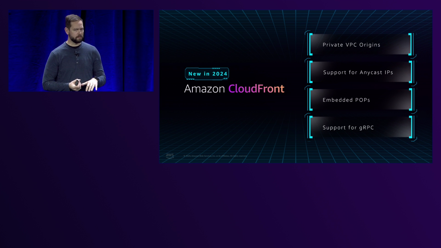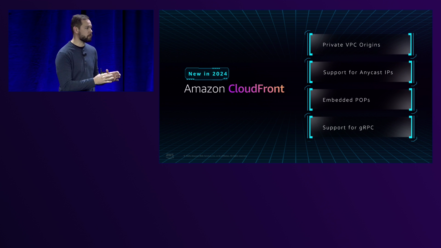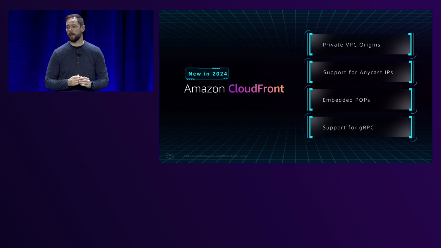Embedded POPs. I think we have now around 1,700 CloudFront POPs, which includes around 600 embedded POPs. And what an embedded POP is, is where we've taken a traditional CloudFront POP, we've made it a little bit smaller, and we've packed it right into the last mile of a service provider's network. So we're getting as close as possible to the end user. So we've been able to deploy embedded POPs far faster than traditional POPs and get them far closer to users as well. We also support gRPC, so if your API endpoints are using gRPC, you can now use CloudFront as well.